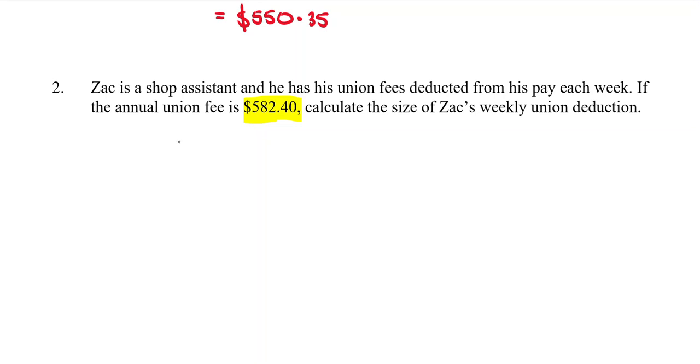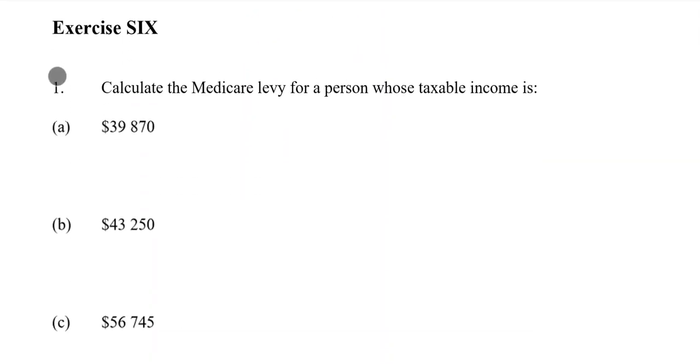He pays $582.40 for a whole year. If we divide that by 52, that means that he is paying $11.20 per week to be part of that union. So have a go at this next section on Medicare levy and net pay.